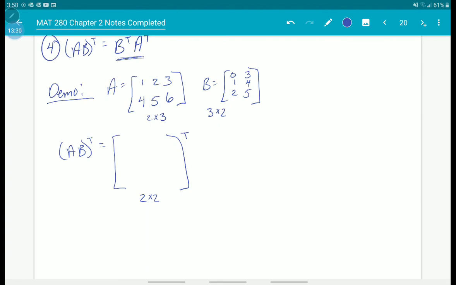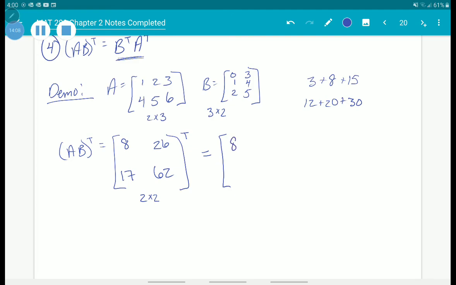So the first entry is going to be 0 plus 2 plus 6. 3 plus 8 plus 15. 0 plus 5 plus 12, and 12 plus 20 plus 30. So now if we take the transpose of that matrix, we'll get this matrix.